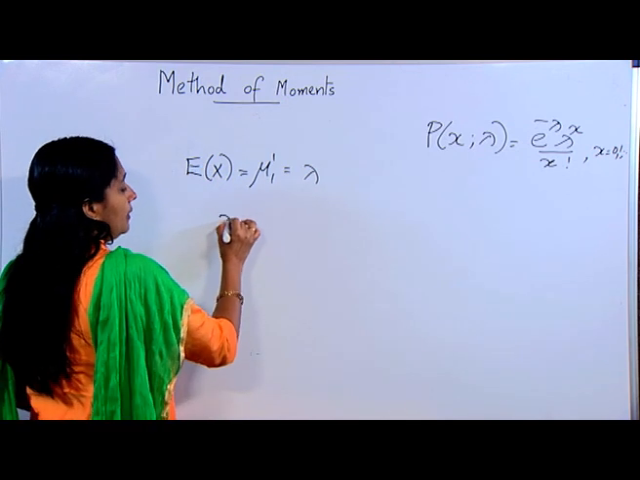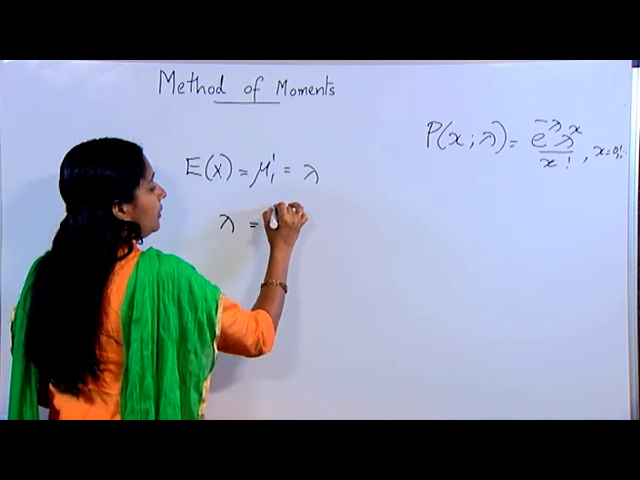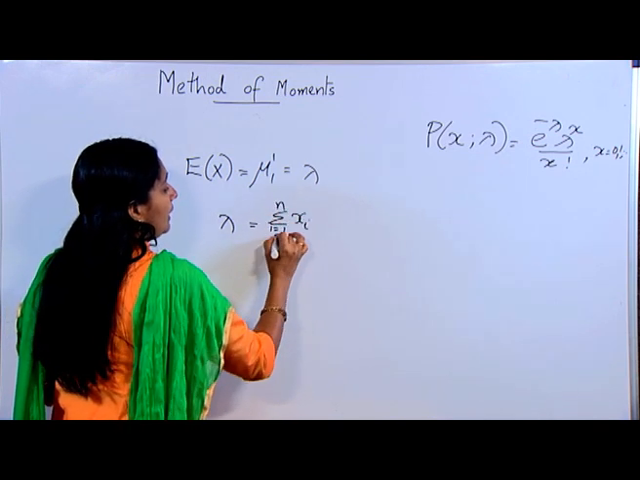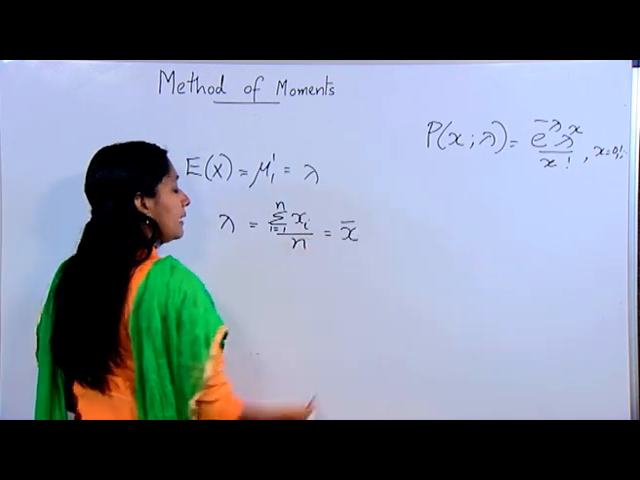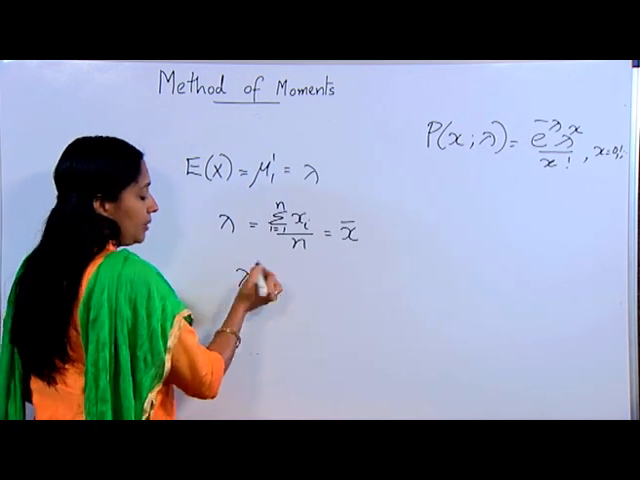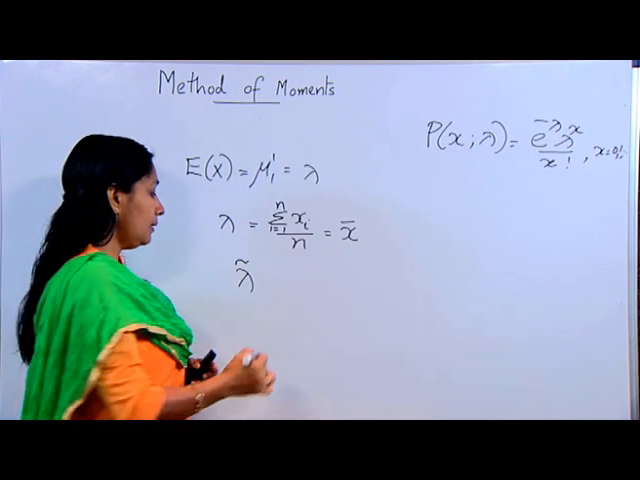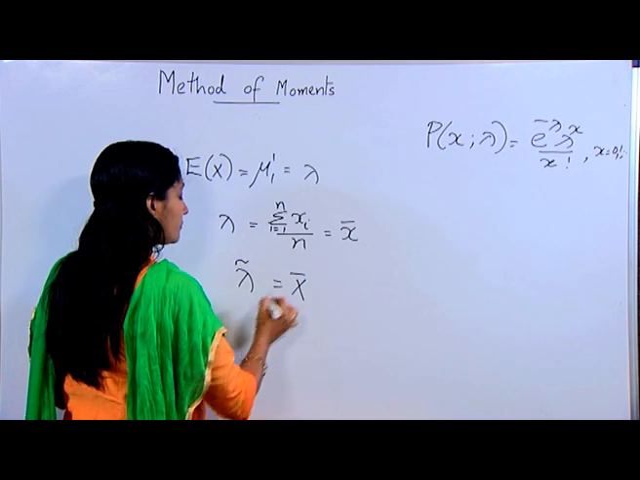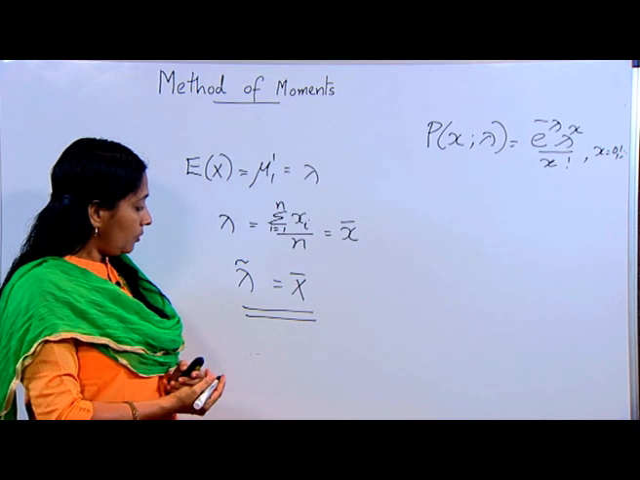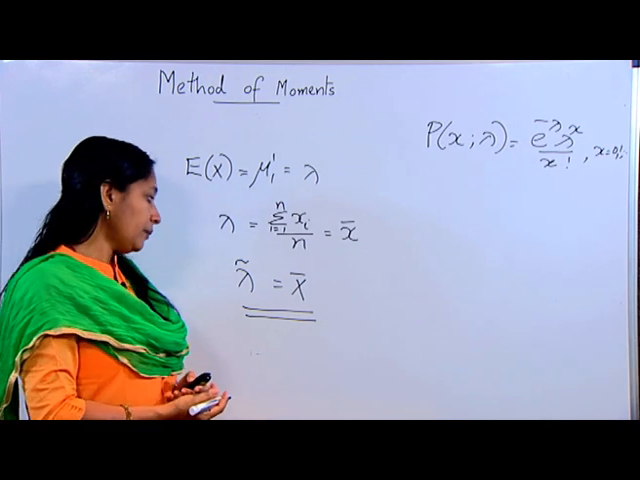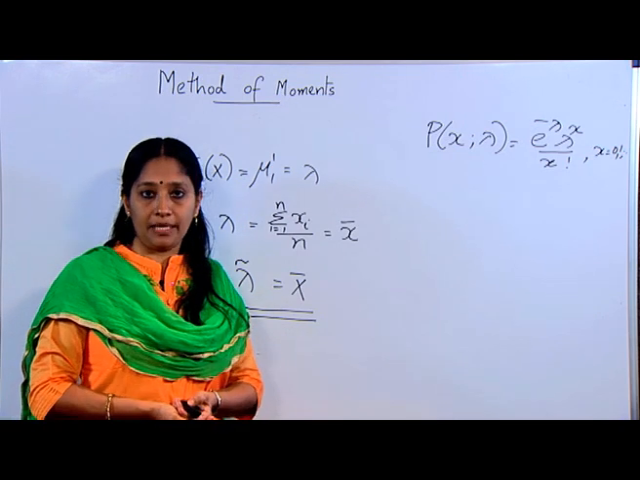So, we get lambda is equal to the first order sample moment, summation i = 1 to n xi divided by n, and we know that this is equal to x bar. Hence, the moment estimator for the parameter lambda, let us denote it using lambda curl, is equal to x bar. So, in the case of Poisson distribution, the moment estimator of the parameter lambda is x bar.